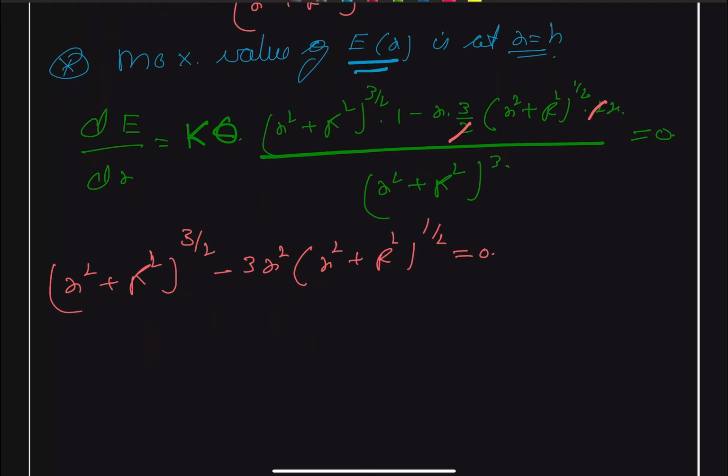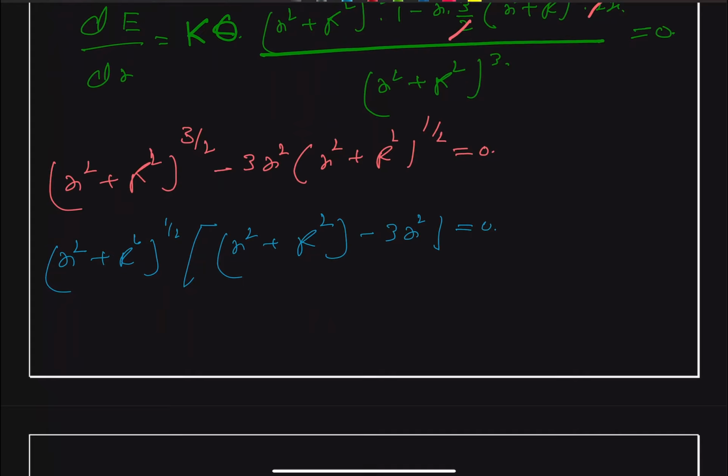And this gives us that we can just factor out, sorry, we factor out (x square plus r square) whole raised to power 1 by 2. So this gives us, inside will be left with only x square plus r square minus 3x square is equal to 0.